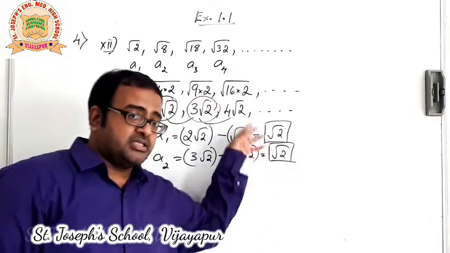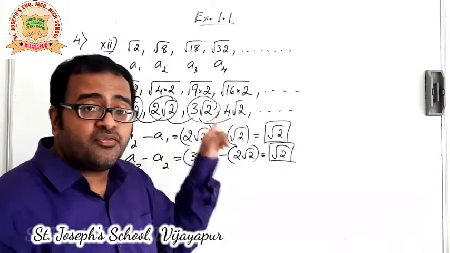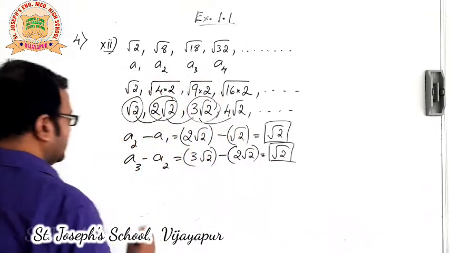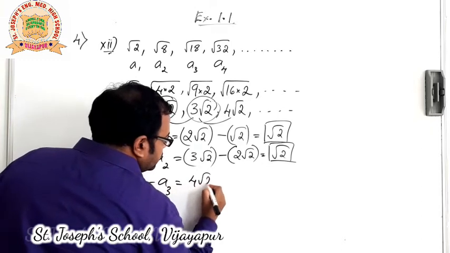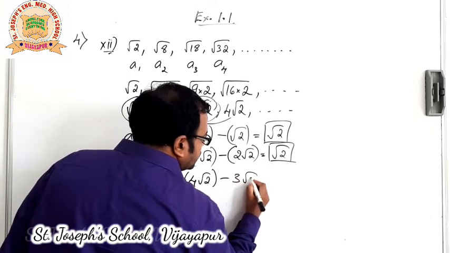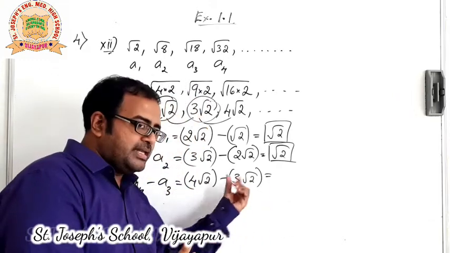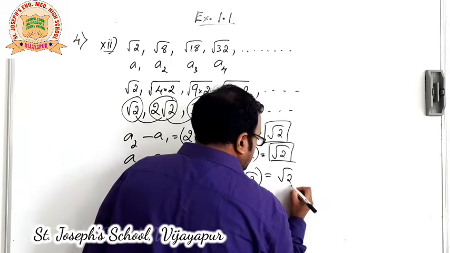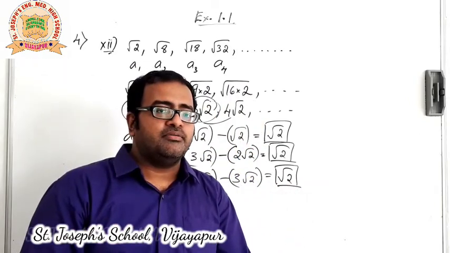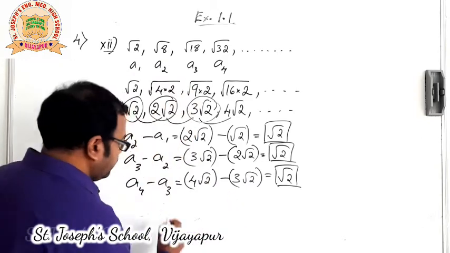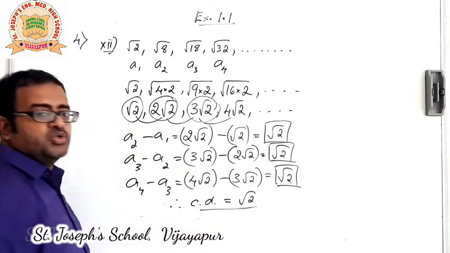We should be happy that we got the same answer, but not completely, because one more set of consecutive terms you have to check. Let us check for that. a4 minus a3, which is equal to 4 root 2 minus 3 root 2, which is equal to, again, 4 minus 3 is 1. So, it is again root 2. So, now we should be very sure that there is a common difference, right? Therefore, what is the common difference? Root 2. Root 2 is the common difference.